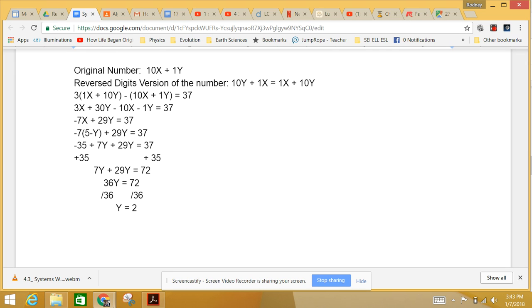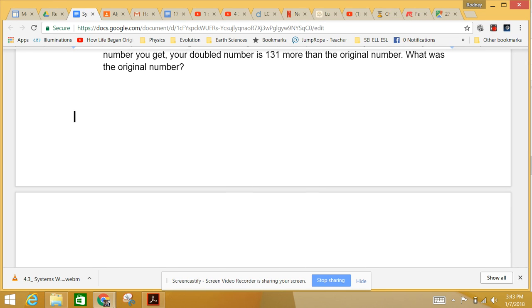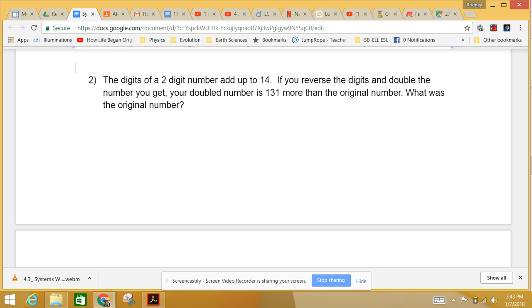So you should pause the video and see if you can set up the second one here, which is: the digits of a two-digit number add up to 14. If you reverse the digits and double the number, your doubled number is now 131 more than the original number. What was the original number? Please pause this and see if you can sort this one out. Okay, assuming you've paused, I'll do my setup.